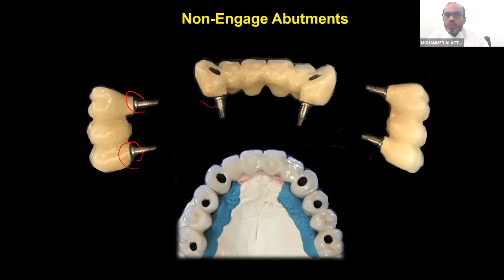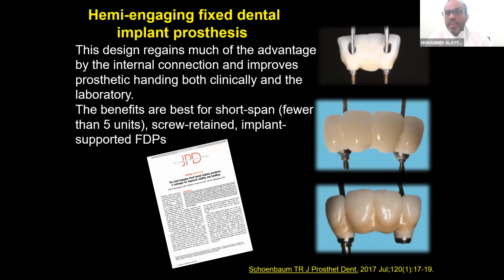Why? Because the forces will also concentrate on the screw. For that reason, they created the hemi-engaging abutments for fixed partial dentures. What does that mean? One abutment is engaged and the other abutments are non-engaged. This hemi-engaging approach is beneficial because you can combine the benefits of the engaging and the non-engaging abutments. They also recommend using it for cases of less than 5 units, because with a cross-arch case there is no need for engaging; the forces will be distributed over each other.